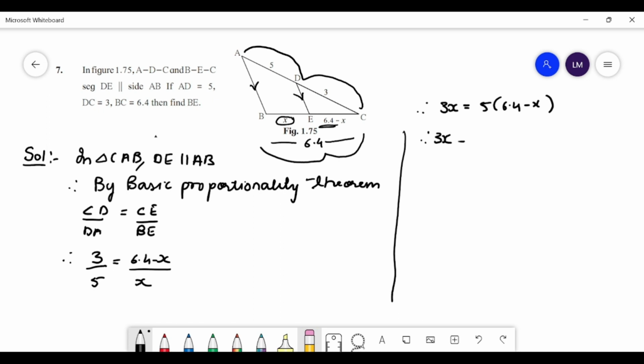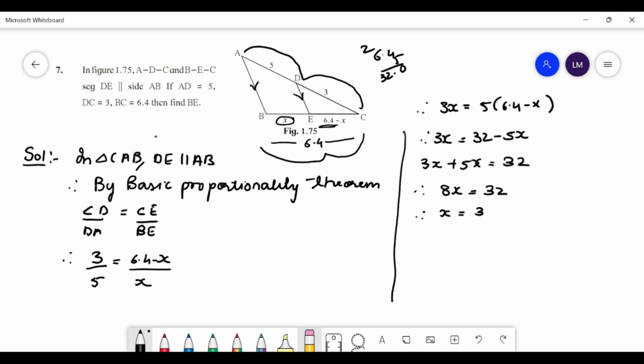Therefore 3x is equal to, now 6.4 into 5. 5 4s are 20, 5 6s are 30, 31, 32. That means 32 minus 5x. Now 5x will come to the left hand side, and this is equal to 32. Therefore 3x plus 5x, it is 8x, is equal to 32. Therefore x is equal to 32 upon 8.